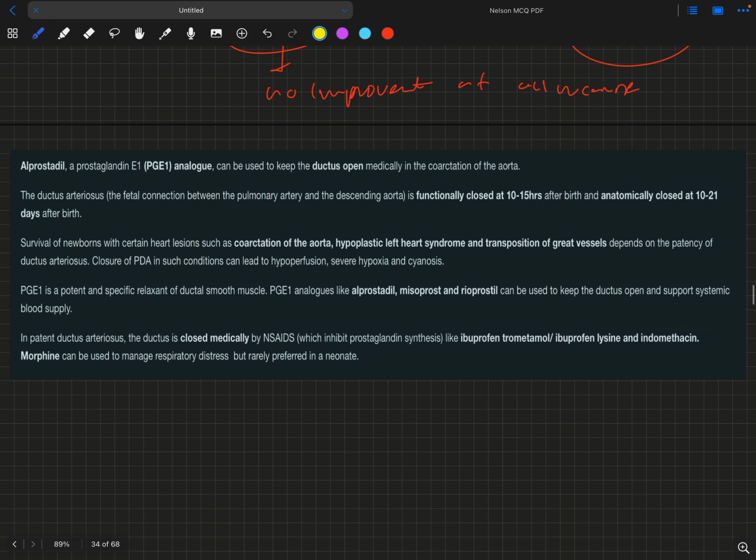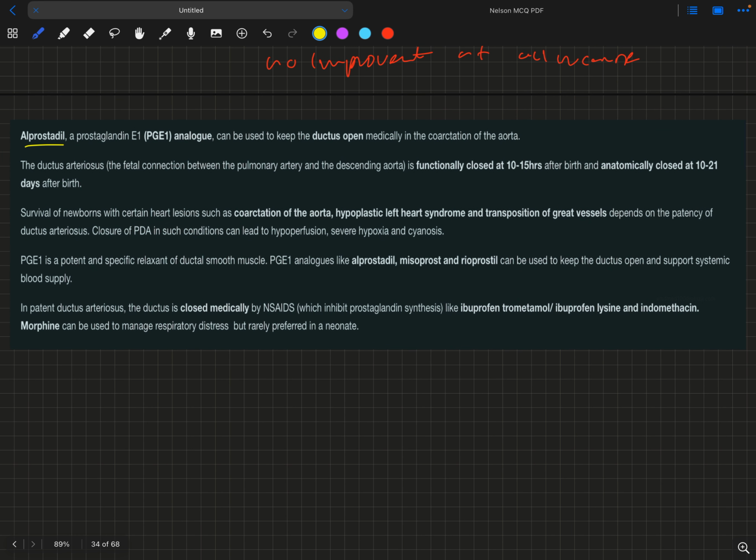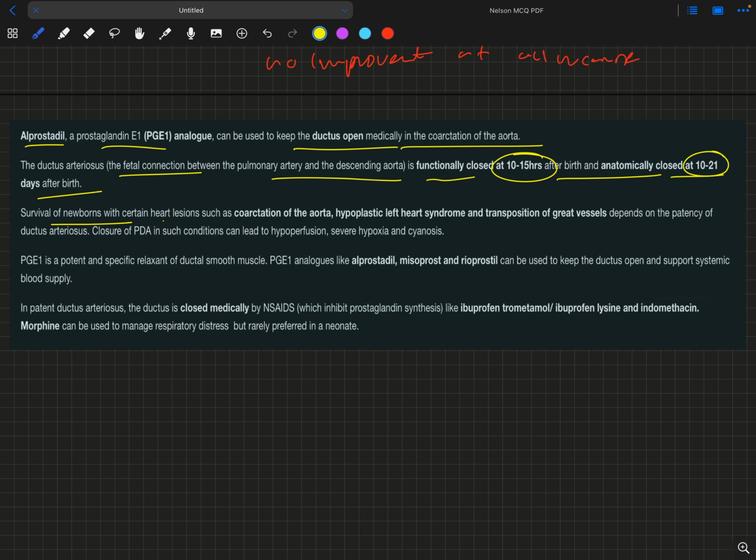Let's discuss some other conditions. Alprostadil is a prostaglandin E1 analog used to keep the ductus open medically, for example in coarctation of aorta. The ductus is a fetal connection between the pulmonary artery and the descending aorta. Functional closure is at 10 to 15 hours after birth; anatomical closure is 10 to 21 days after birth. Survival of newborns with heart lesions such as coarctation of aorta, hypoplastic left heart syndrome, and transposition of great vessels depends upon the patency of the ductus.